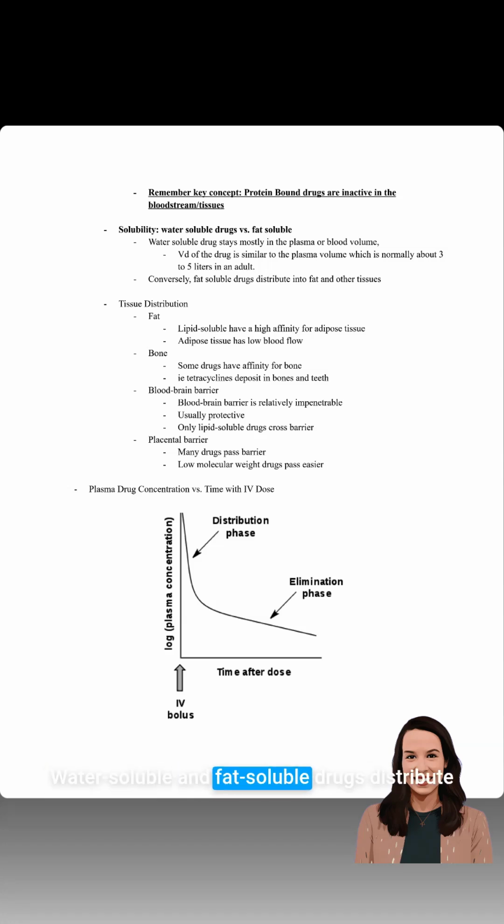Water-soluble and fat-soluble drugs distribute differently. Fat-soluble drugs can accumulate in fatty tissue, potentially prolonging their effects. Special consideration must be given to barriers like the blood-brain barrier and placental barrier, which restrict the passage of certain drugs. When we look at a drug's concentration time graph after intravenous administration, we can clearly see both the distribution and elimination phases, helping us understand how drug levels change over time.